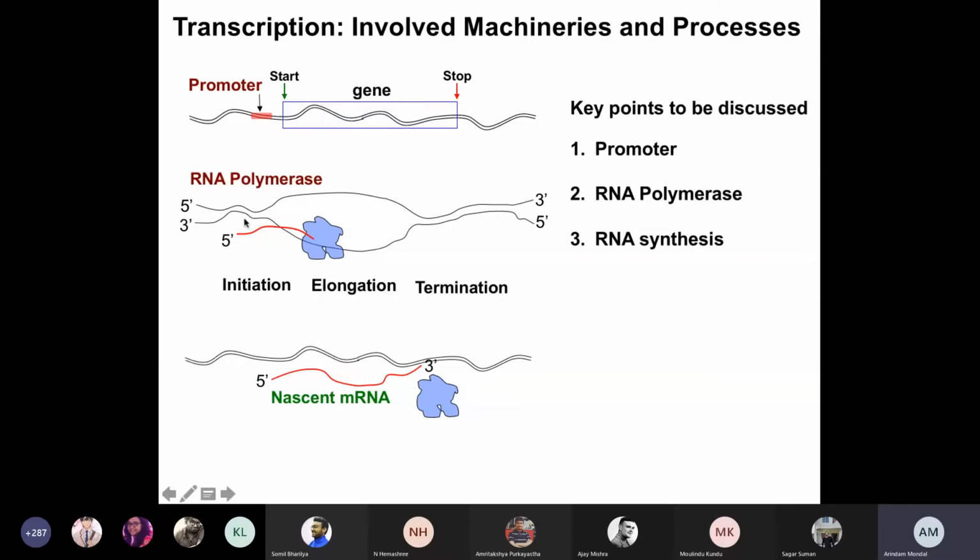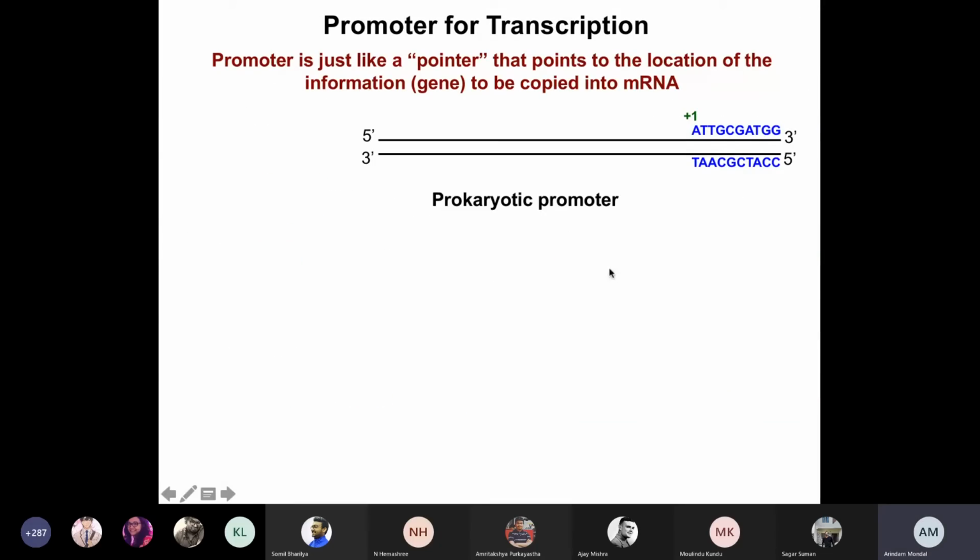Now let's get into the detail of these steps, that is the initiation, elongation process and the termination process. How does it occur? First of all, let's look into the promoter. That is the initiation part. Say for example, this is a double-stranded DNA. Now in the double-stranded DNA, one particular strand will act as a template for the synthesis of the RNA. Once the double-stranded DNA gets unwound, the polymerase will read the template strand to synthesize the RNA.